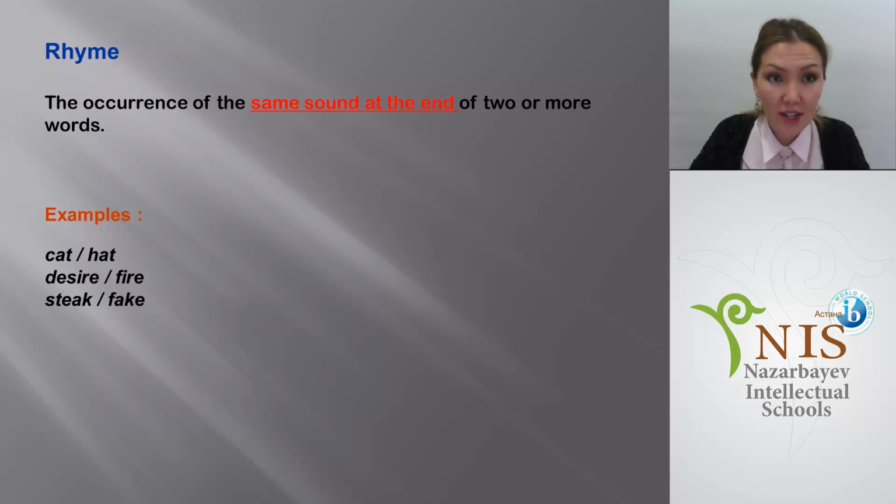Next one, the poetic device is rhyme. The occurrence of the same sound at the end of two or more words. Examples like hat and cat, desire and fire, steak and fake.